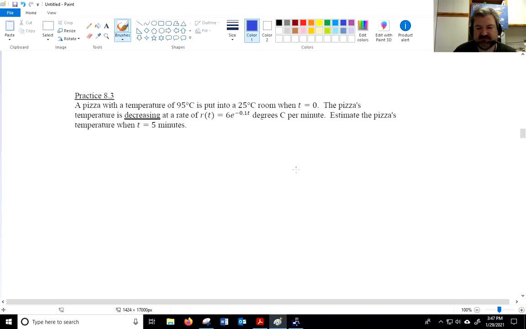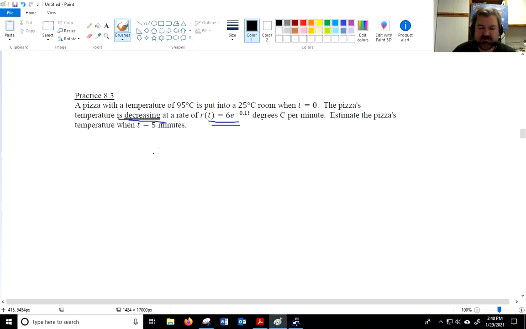A pizza with a temperature of 95 degrees Celsius is put into a 25 degrees Celsius room when t equals 0. The pizza's temperature is decreasing. I underline that for us. Don't expect that to be underlined on a test question on the AP exam. Got to read carefully. The pizza's temperature is decreasing at that rate. That's the rate of decrease. Estimate the pizza's temperature when t equals 5 minutes.